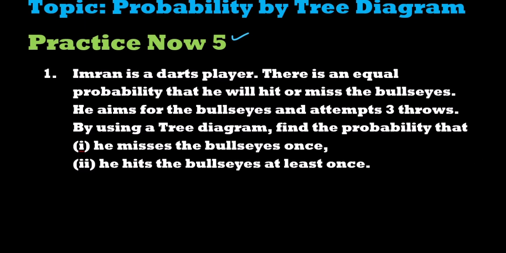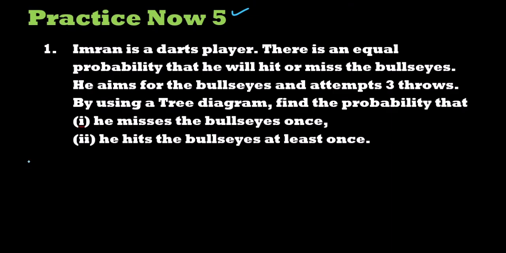The question is interesting and conceptual. The question statement is: Imran is a darts player. There is an equal probability that he will hit or miss the bull's eye. Meaning to say, the probability of hitting the target and missing the target is the same, that is 0.5, that is 1 by 2. He aims for the bull's eye and attempts 3 throws.